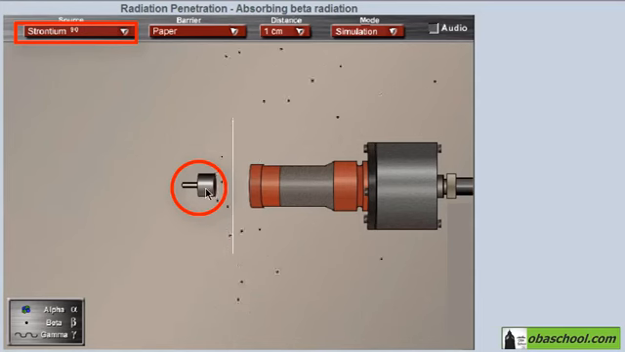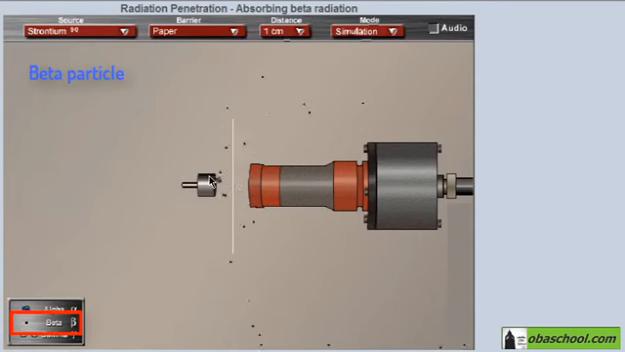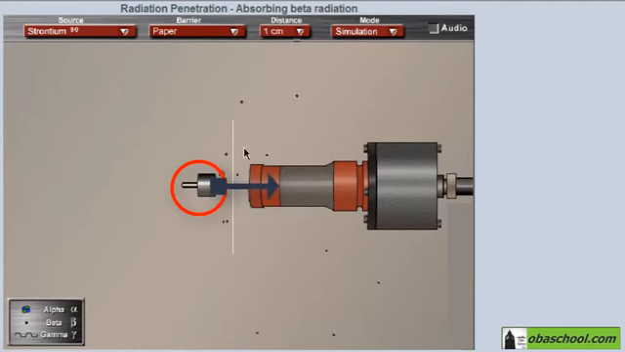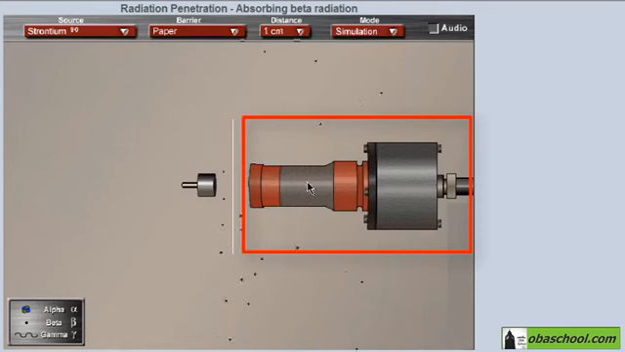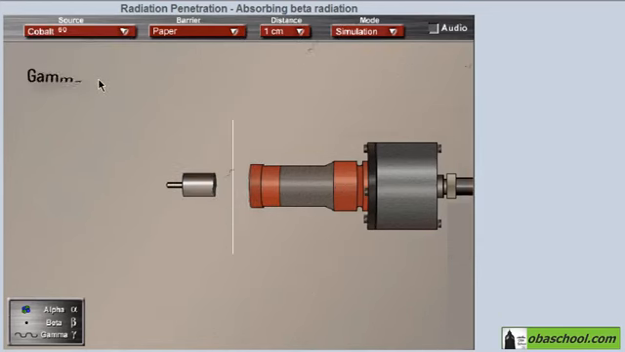For a beta source, we use the strontium-90 radioactive source. So when this source emits beta particles and this paper is inserted as a barrier, the detector detects these beta particles. And now, for gamma radiation, we're going to use the cobalt-60 source.